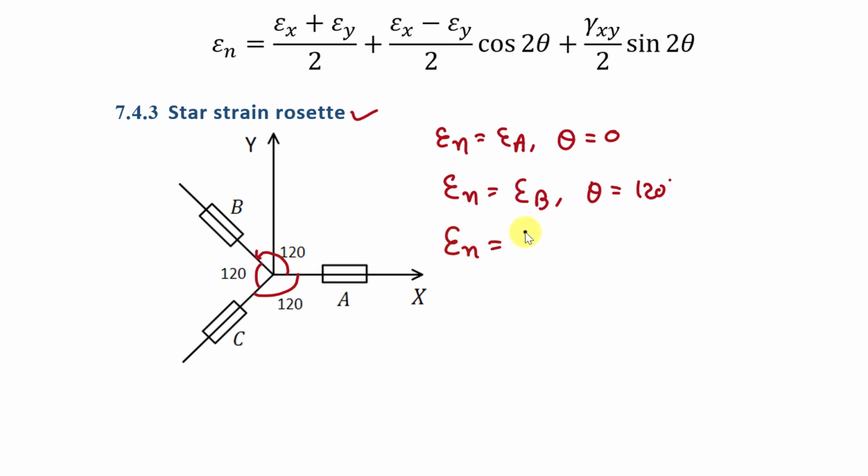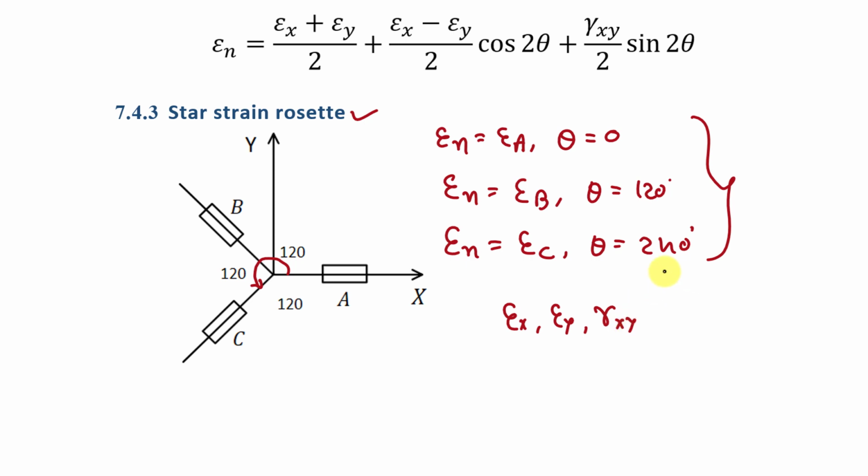And for epsilon n equal to epsilon C, what will be the value of theta? For that, you have to take the angle from the x-axis in the anticlockwise direction. Means here we have to take this angle, and this angle will be 120 plus 120, that is equal to 240 degree. Fine. So now from this you can find three equations by using the same method as discussed earlier, and you can also find epsilon x, epsilon y and gamma xy. Fine. For this case I am not solving it here, you can do it by yourself. And I hope it is clear to you how to solve questions of strain rosette.